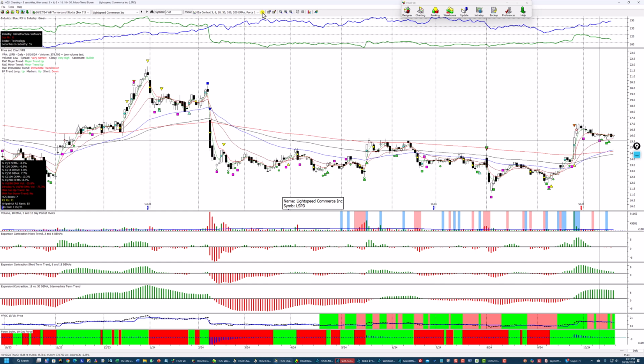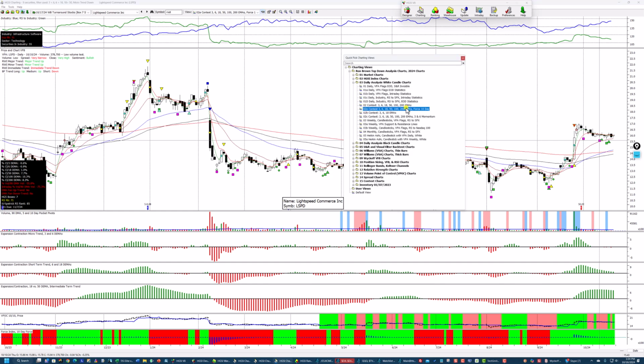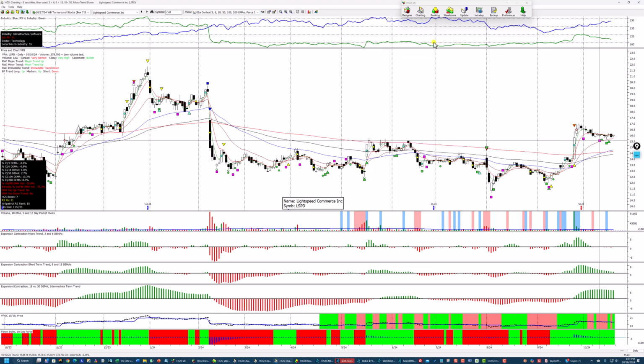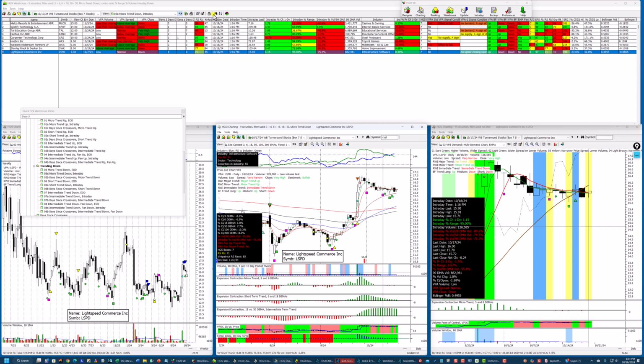Oh, I don't want the charts. I want the warehouse. I'm in the micro trend down intraday. So this is how you can find stocks that are pulling back or have pulled back, but yet they're starting to show some accumulation intraday. Let's do one more here.